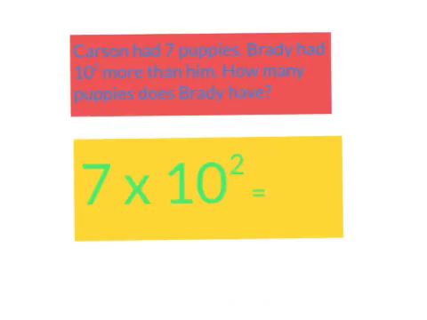Carson has 7 puppies. Brady had 10 to the second power more than him. How many puppies did Brady have? So the equation in this would be 7 times 10 to the second power. Pause this video to solve the problem. The answer would be 700.